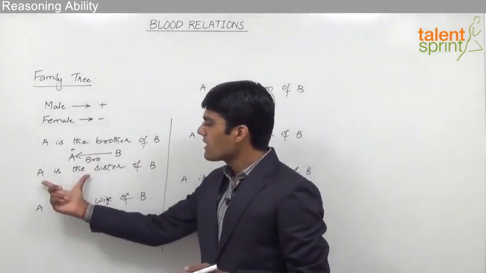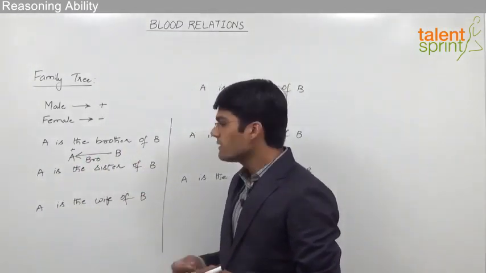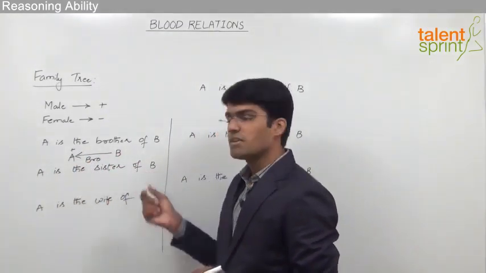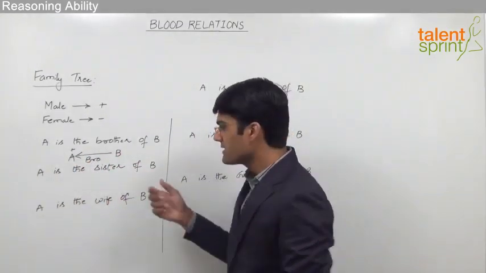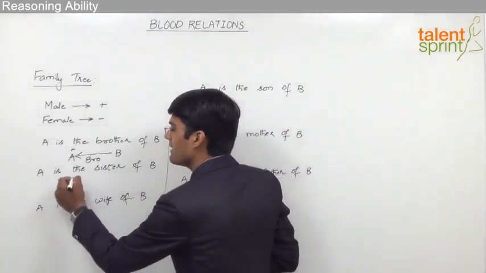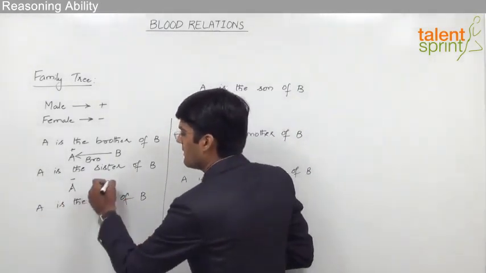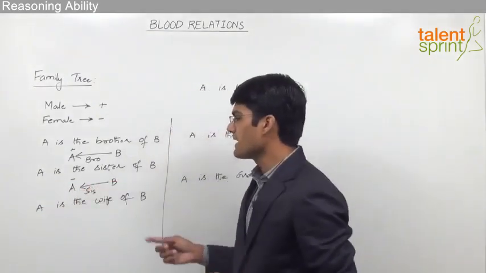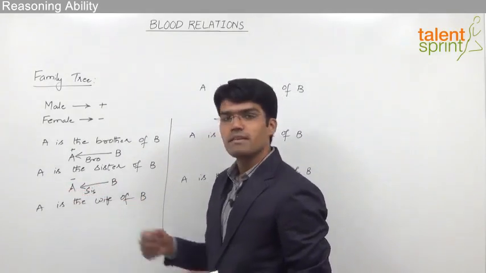Similarly, it can be used for A is the sister of B. Here we know that A is a female person as she is the sister here, but the gender of B again is not known. So this can be shown as A with a minus sign on top, and we can simply put an arrow showing that sister of B is A. So very clearly B's sister is A.